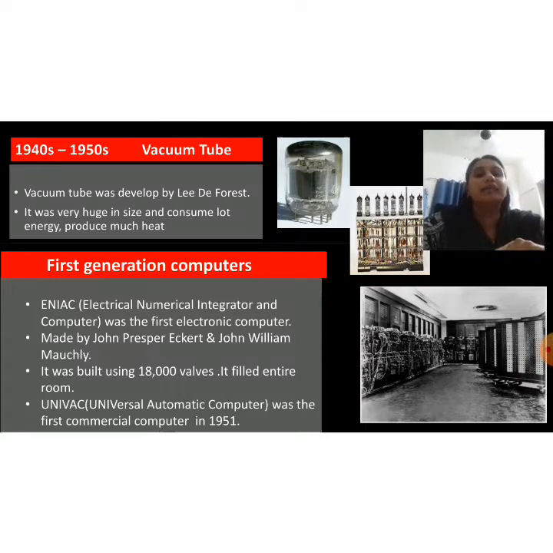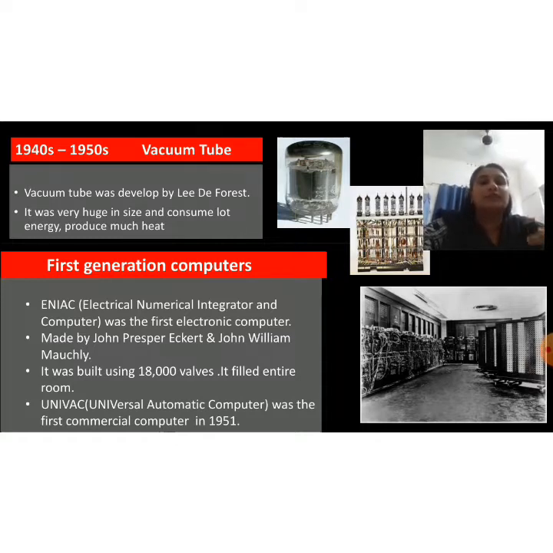It is under the 1940s to 1950 year. Vacuum tubes were developed by Lee De Forest. A vacuum tube looks like a small bulb. It is very huge in size, consumes a lot of energy and produces much heat. So while it is working, it takes more electricity to work and also it produces more heat.